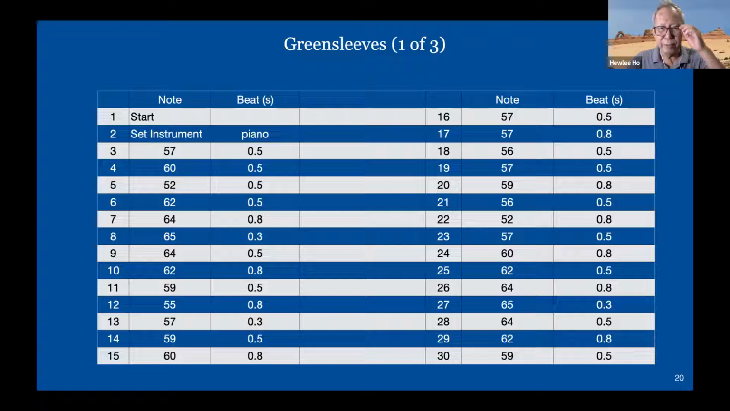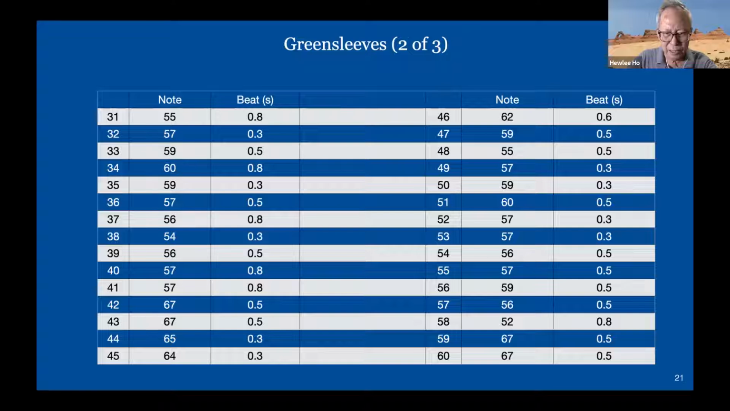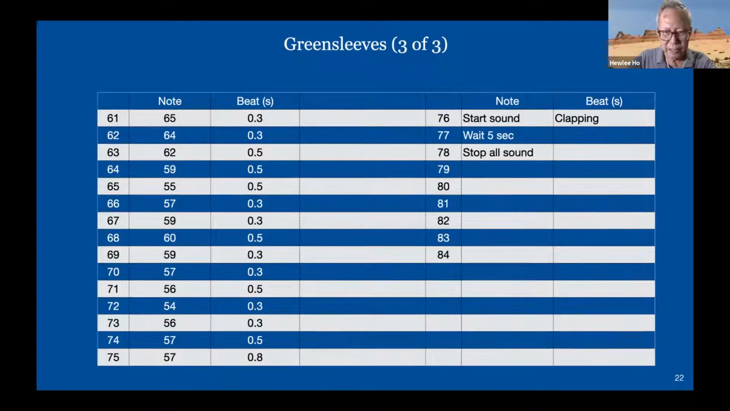This is the table from the first Lego to the last Lego. You notice there are 3 pages. So how many Lego blocks are required? You see carefully. 60, 84. No, sorry, 78. So altogether, there are 78 Lego blocks required. And for each block, if you follow exactly what I do down here, you will get the song.